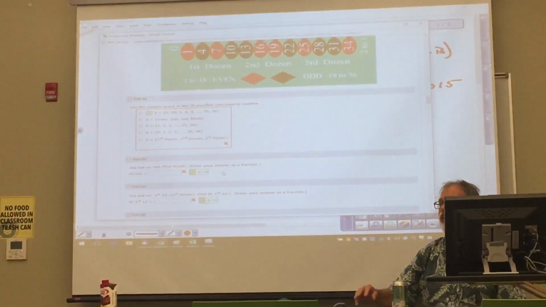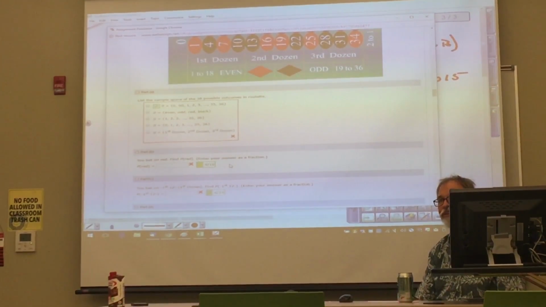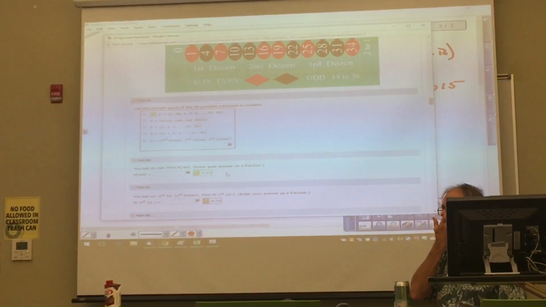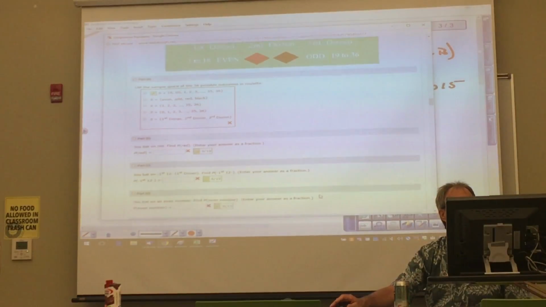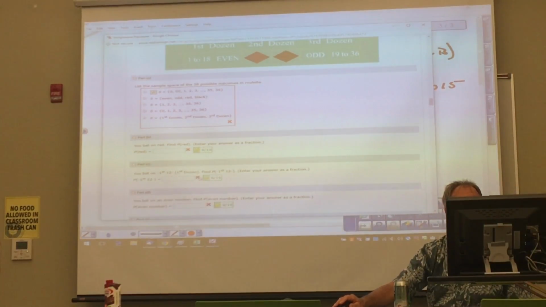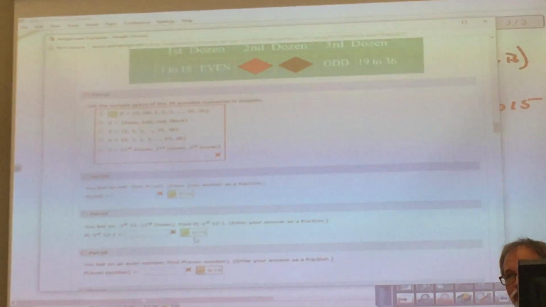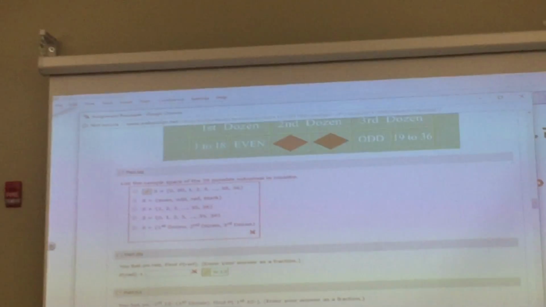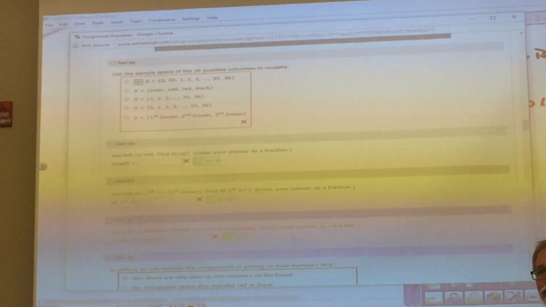And if I have 18 out of 38, that will reduce to 9 out of 19. So if you do it in a fraction, you should always reduce your fractions. A bet on the first dozen would be 12 out of 38, which would reduce to 6 out of 19. Did it accept their answers? Yeah, it wasn't reduced.